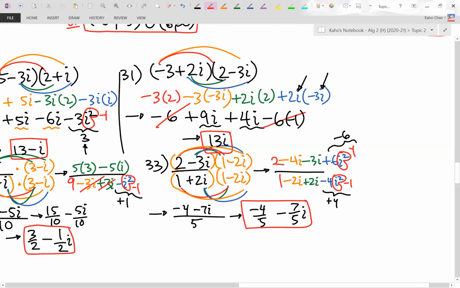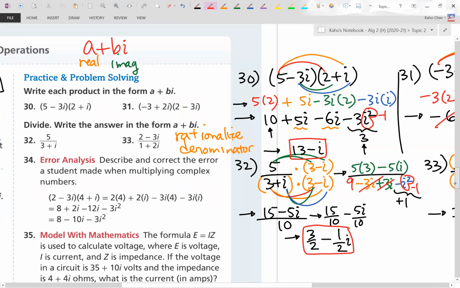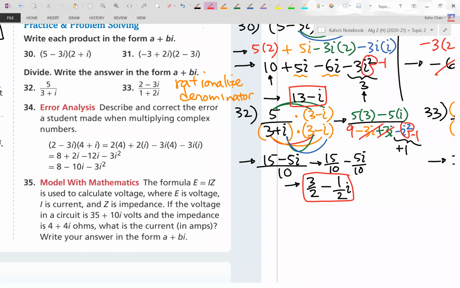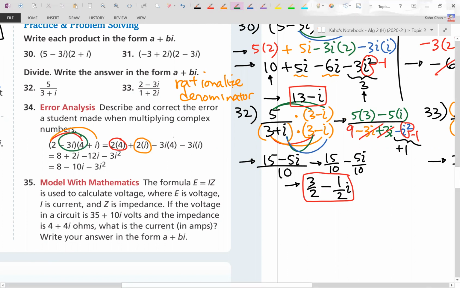All right, number 34. I promise this is the last one for this section. Check for the error. Looks like they FOILed. Yep, that's right. 2 times 4. Outer term, yeah, 2i. Negative 3i times 4, yeah, that's right. And the last terms, let's see. Negative 3i times i, yeah, it's right there.